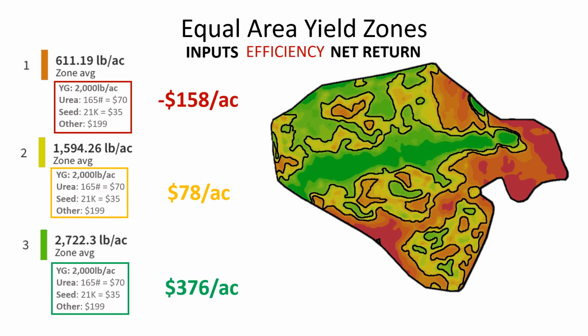So what really kind of shows what's going on in this picture is when we bring in our net return per yield zone. And you can see that zone 3 is really carrying a lot of weight here, and zone 1 is really pulling us down. If we could try to kind of skinny up some of these inputs on zone 1, we'd be helping ourselves out.